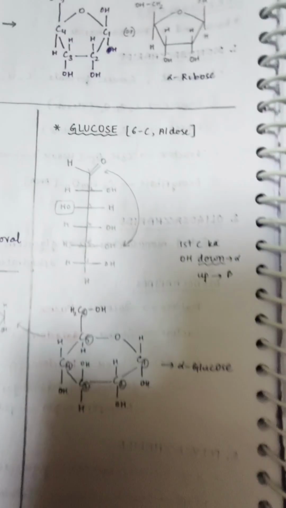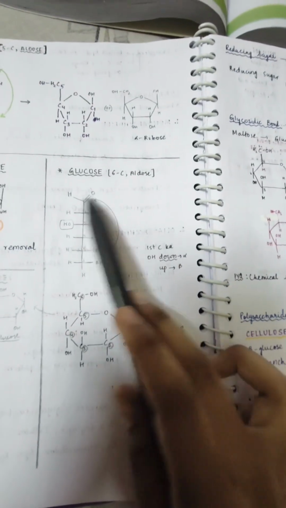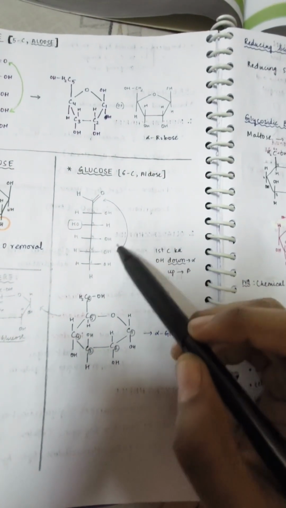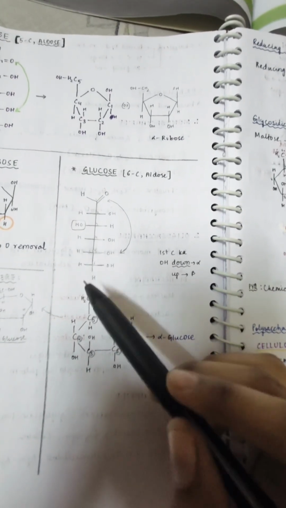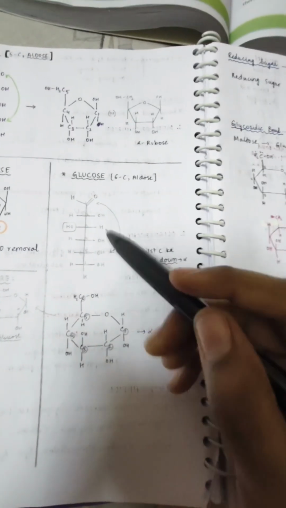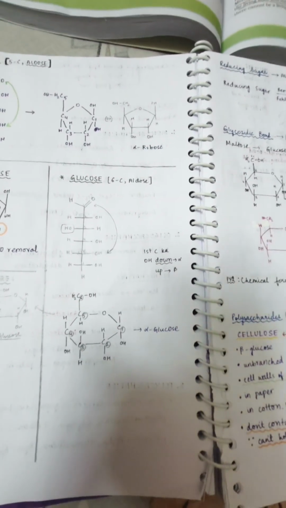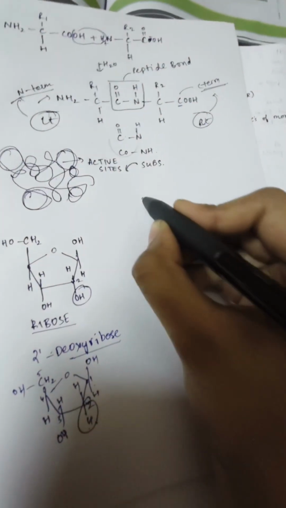Then you have glucose. Just see the structure. Glucose is a 6-carbon aldose sugar. So you are having O double bond H at the terminal. First carbon forms a bond with the 5th carbon and forms a ring. So 6th carbon is being left out from the ring, and the 5th carbon is attached to the 6th carbon. Okay, you see the glucose here.